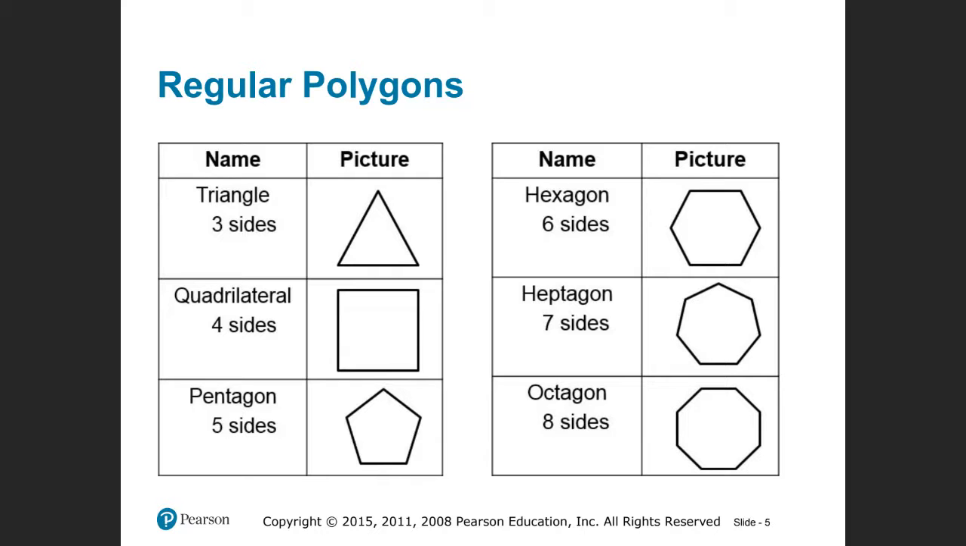This slide shows the various regular polygons. A triangle has three sides, a quadrilateral has four sides, pentagon 5 sides, hexagon 6 sides, heptagon 7 sides, and octagon 8 sides. There are other polygons as well, but these are the most common ones. These are regular polygons.